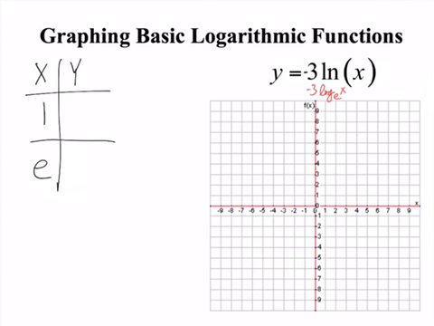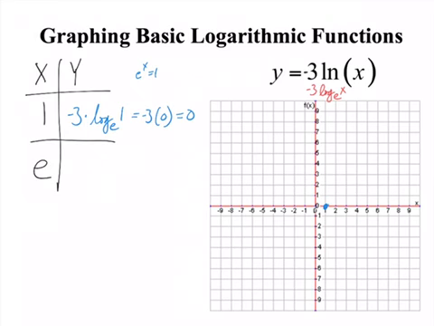All right, when we plug in 1, we have -3 times log base e of 1. Remember, e to the what power is 1? That's going to be 0. So really, this is -3 times 0, which is 0. So I have a coordinate at (1, 0).